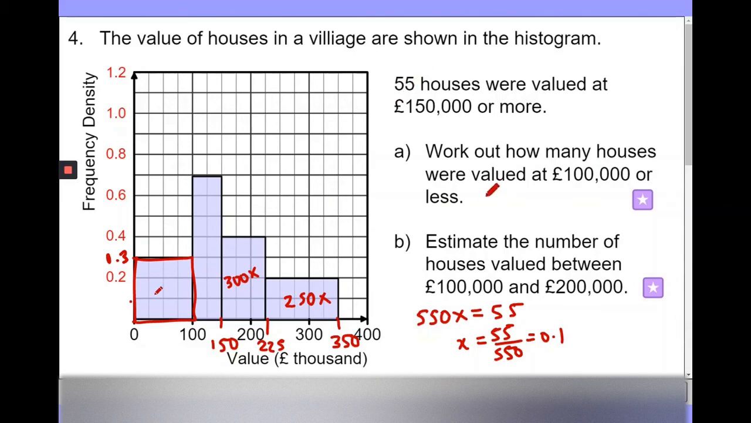So we're going to do frequency density times class width. So 0.3 times 100,000. Sorry, times 100. Yes, so that's going to give me 30 houses.